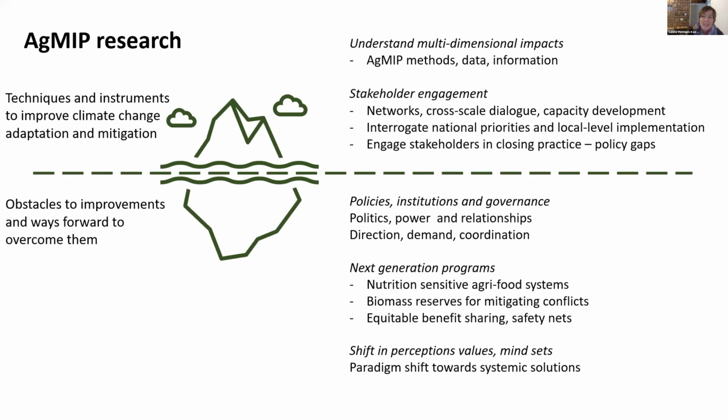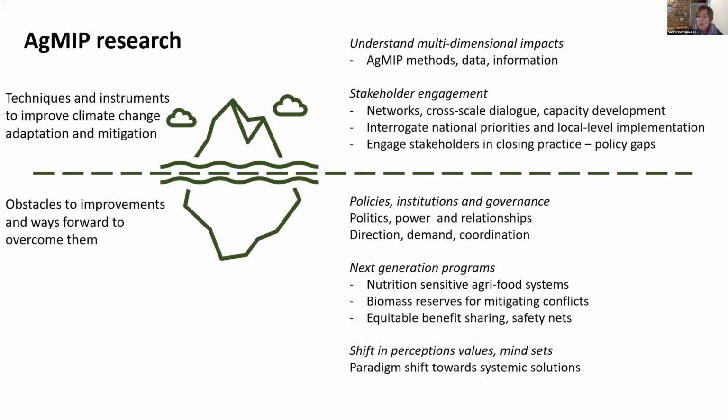So as Cynthia has introduced, the AgMIP research is in its essence about measuring the impacts of climate change and adaptation and mitigation. So we use this type of research to understand the multidimensional impacts of climate change and shocks, using multi-component impact assessments, using stakeholder engagement to really interrogate policies and see how they relate, where there are gaps, and working with stakeholders on trying to close these gaps between practice and policies.